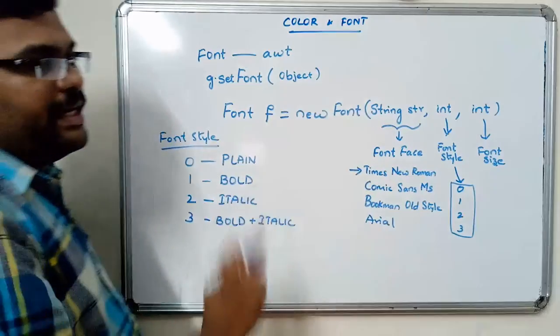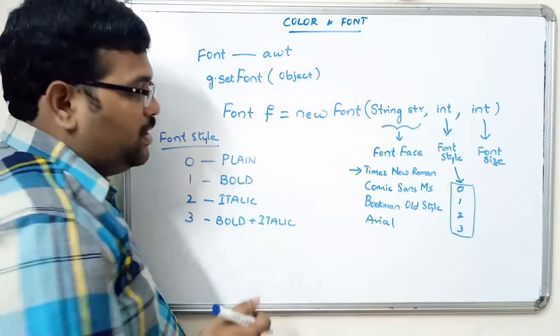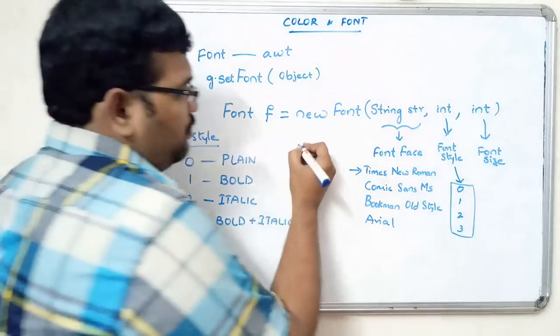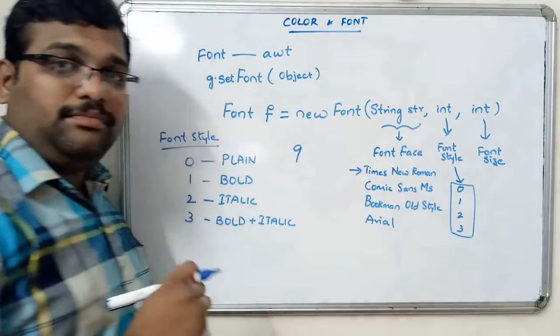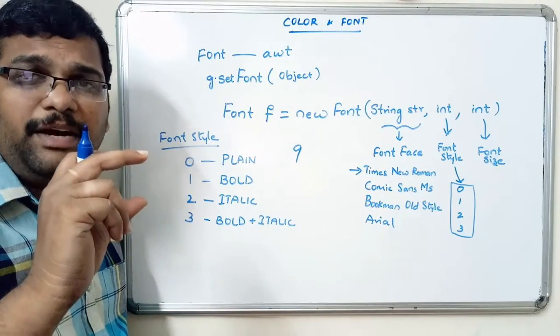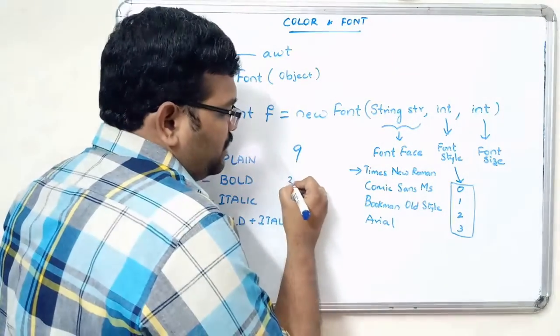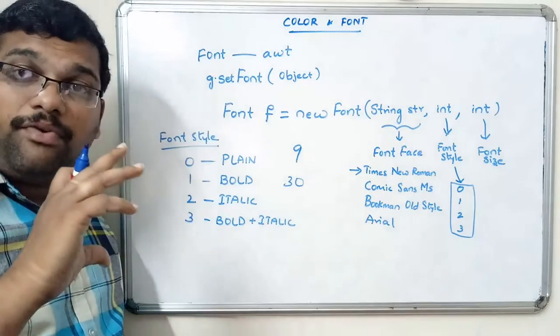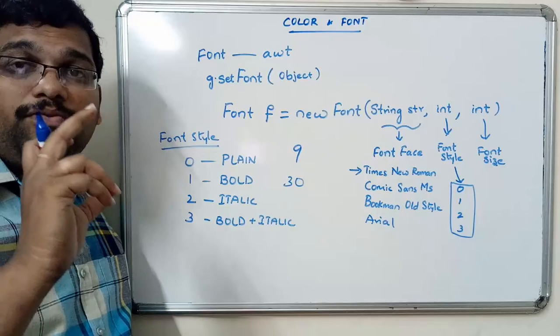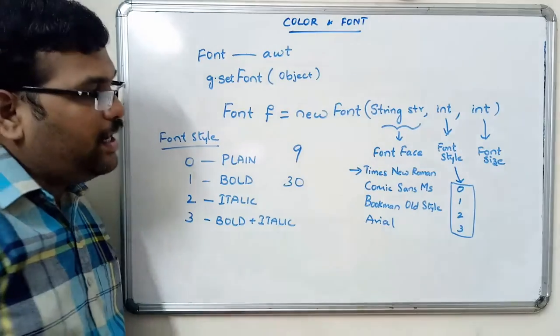And the third argument is the size of the font, right? If you give 9 as the size, the text will be displayed small. And if you give 30 as the size, the font size will be very large. The display of the font will be very large, right?